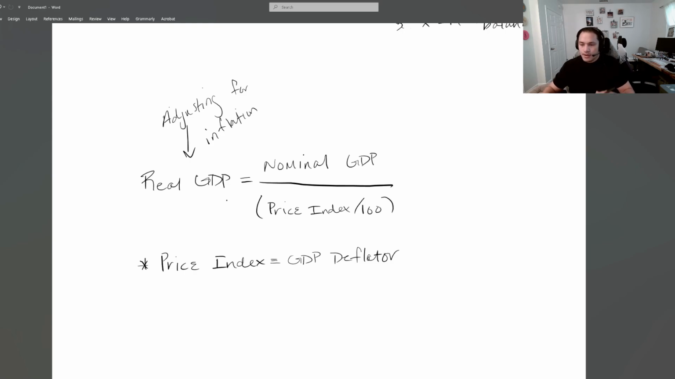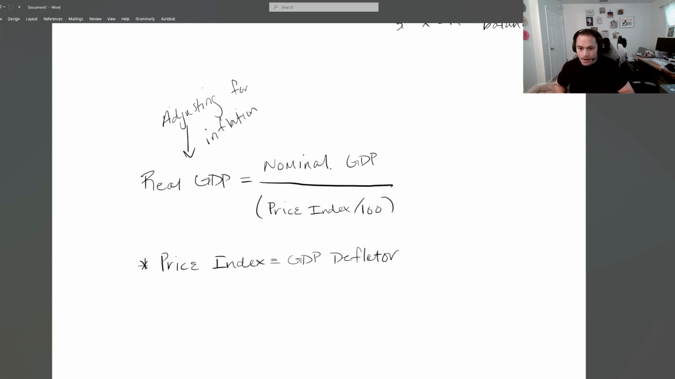So, real GDP tends to be the metric that we utilize more often than not. In order to calculate that, the formula is straightforward. You take your nominal GDP. The only thing that tends to trip students up is make sure that we have these in parentheses and that we do this order of operations correctly. We do our price index divided by 100. Once we calculate that value, then we take our nominal GDP divided by that.